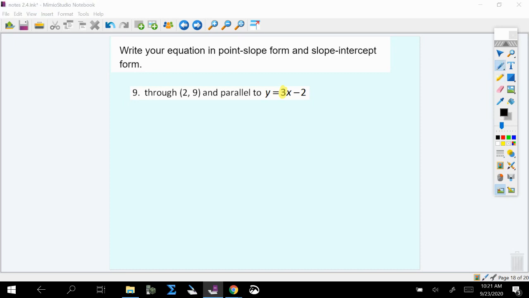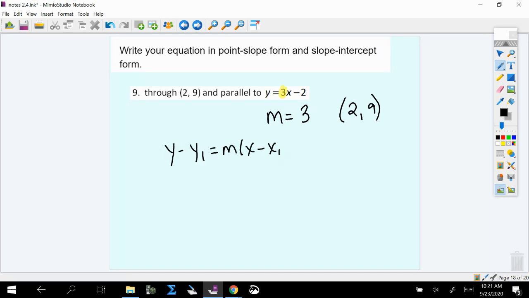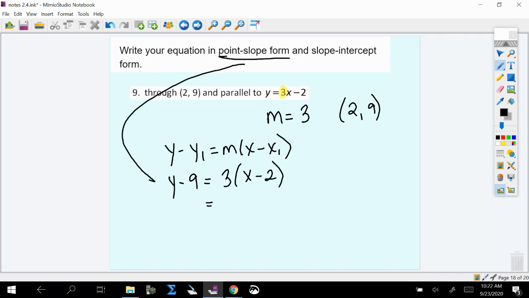Because if it is parallel, then we will be using the exact same slope as that line. If that line has a slope of 3, which it does, then my parallel line would also have a slope of 3. We're going to go through the point (2, 9). So I have a slope and a point, and I'm going to use my point-slope formula. Let me remind you what the point-slope formula is. You're going to do y minus your y coordinate, 9, equals the slope, 3, times x minus your x coordinate, 2. So this is point-slope. If the directions say point-slope, that is your answer.